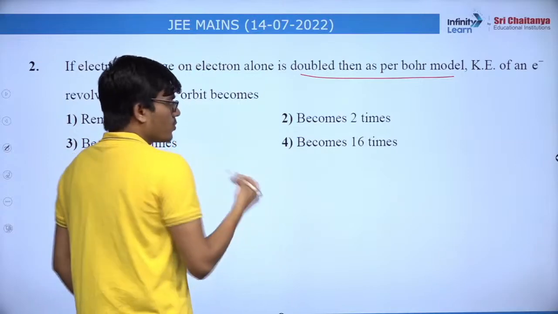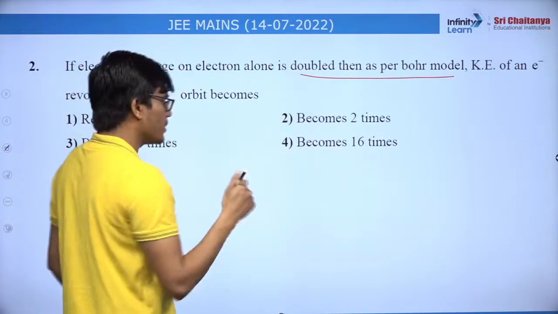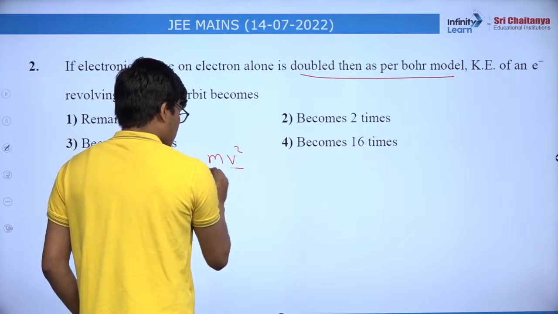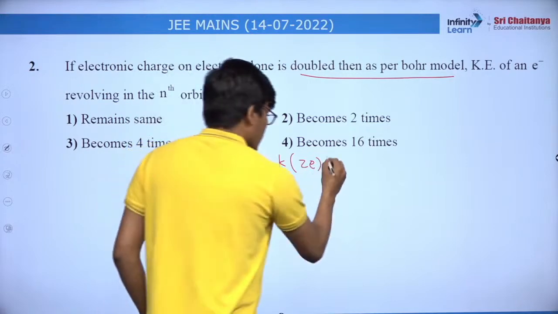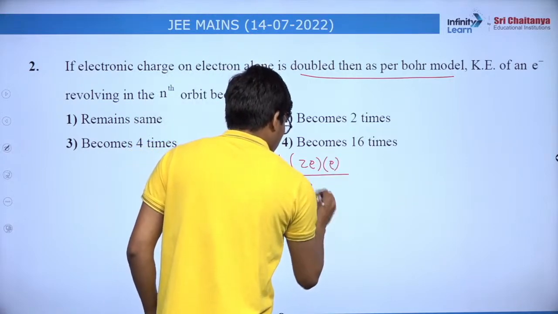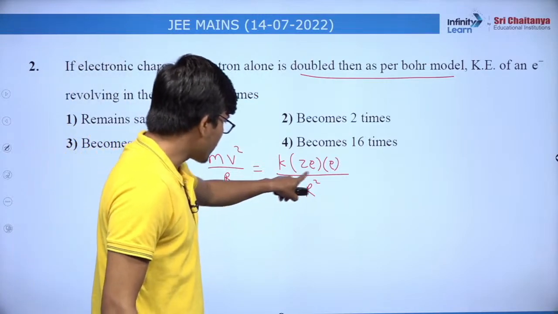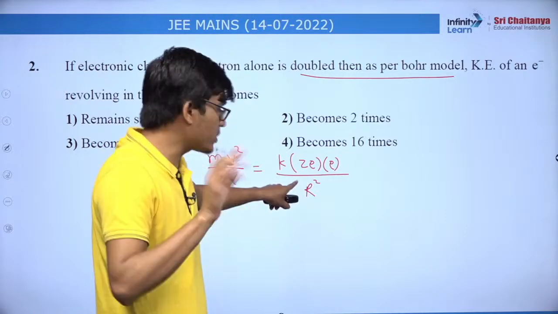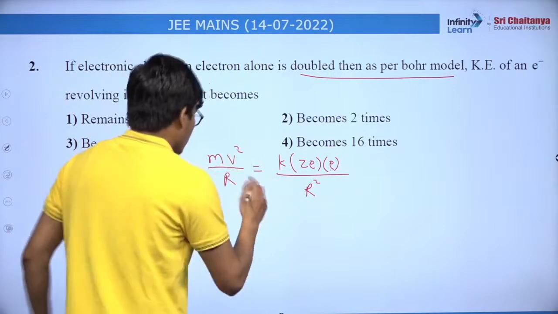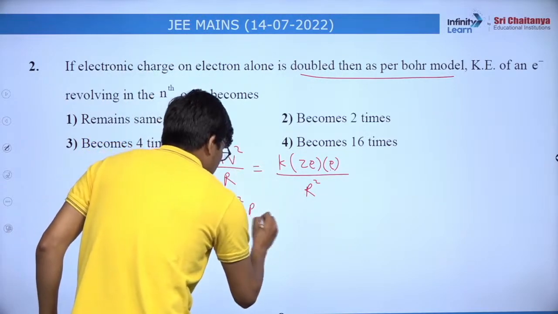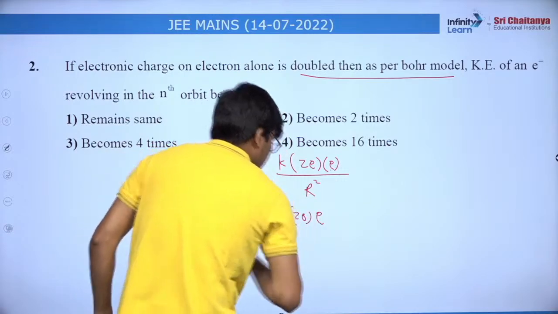If you do not know the relation between kinetic energy and the charge of the electron, just go to the basics. The first thing is that centripetal force is provided by K times charge of nucleus times charge of electron divided by radius square. Second, ZE is the charge of nucleus, which is not getting changed, while this term is getting twice. And I need kinetic energy, so can I write this term like this? One R will get cancelled, and I can write it like this.